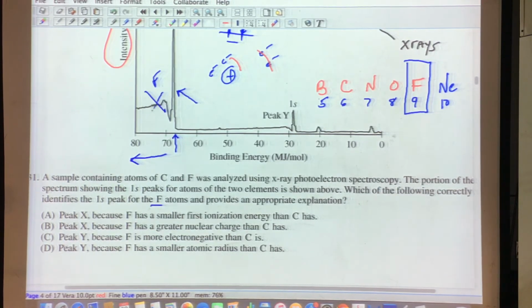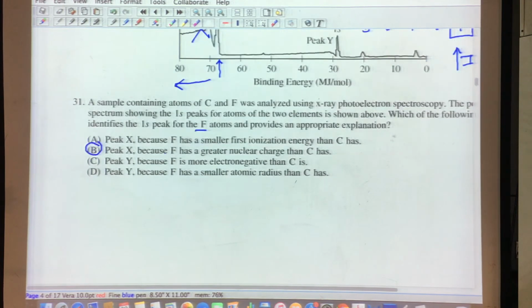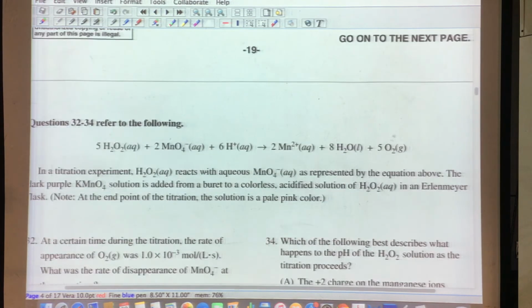This is peak X right here, because F has a greater nuclear charge than carbon, and therefore the electrons are held tighter to the nucleus. That's the reason why fluorine has a higher ionization energy, by the way. So that's why the answer to 31 is B: greater nuclear charge, or effective nuclear charge, however you want to talk about it.